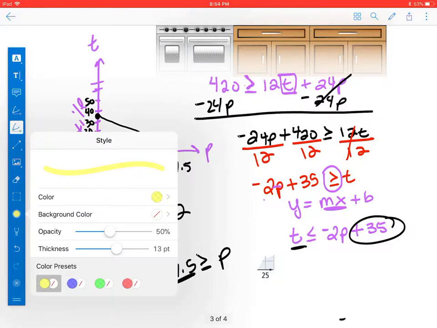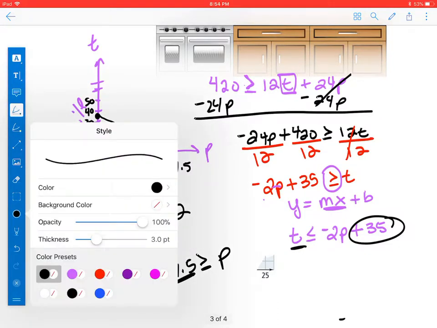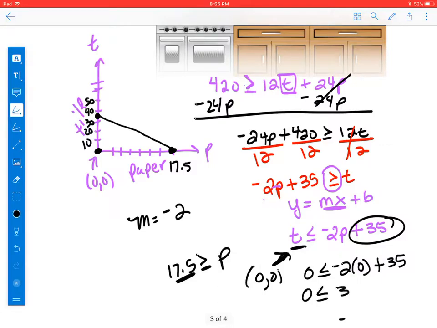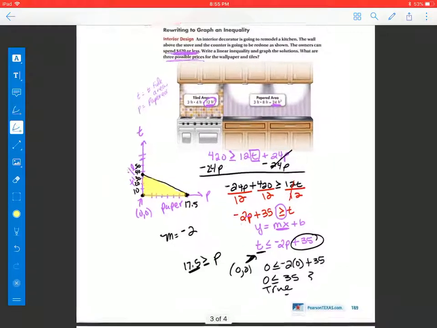Now I need to find out what side of my graph I need to shade on. In order to do that, I do have this little handy dandy point 0, 0. I'm going to plug 0, 0 into my inequality. So 0 less than or equal to negative 2 times 0 plus 35. 0 less than or equal to 35. Yes, that's true. So that is a solution. So I'm going to shade below my line.